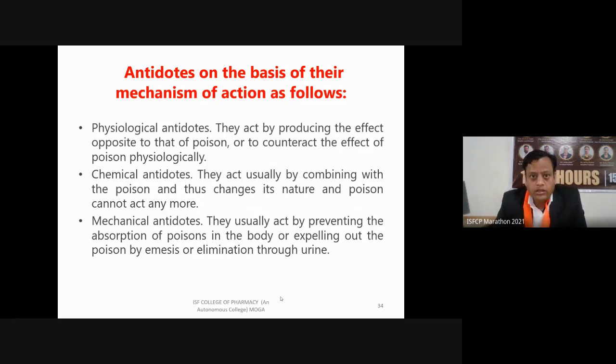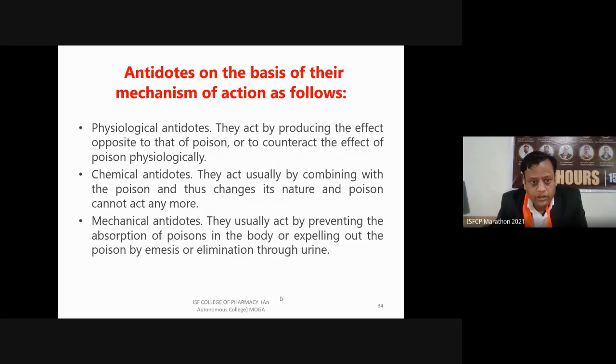Antidotes, on the basis of their mechanism of action, are divided into physiological antidotes, chemical antidotes, and mechanical antidotes. We already discussed what physiological antidotes are. They act by producing an effect opposite to the poison or counteract the effect of the poison physiologically, that is present in the gastric environment, and before further absorption, we can remove it through gastric lavage. So the physiological antidotes act.